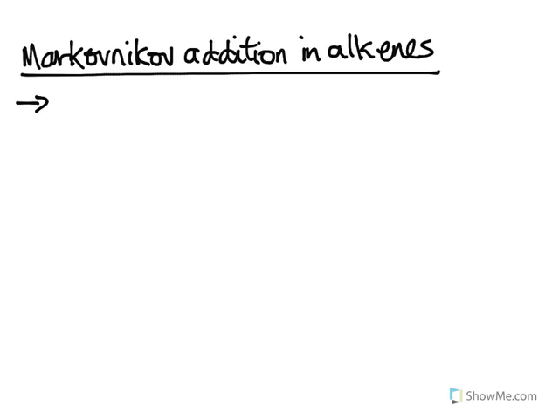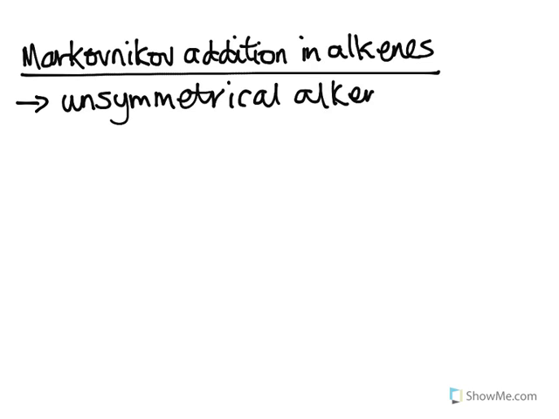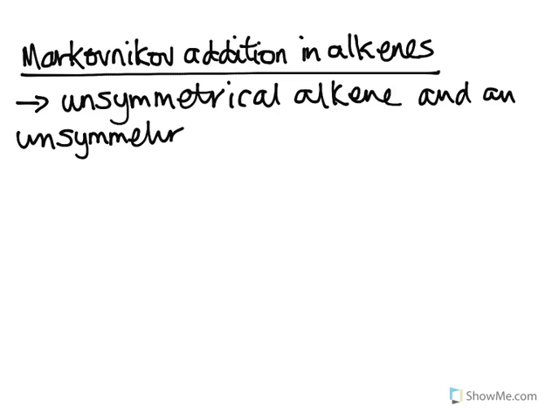So at this point we're going to assume that you're happy with the electrophilic addition mechanism for alkenes and that you're now ready to take on the extra complications when you have an unsymmetrical alkene and an unsymmetrical reagent adding across the double bond.